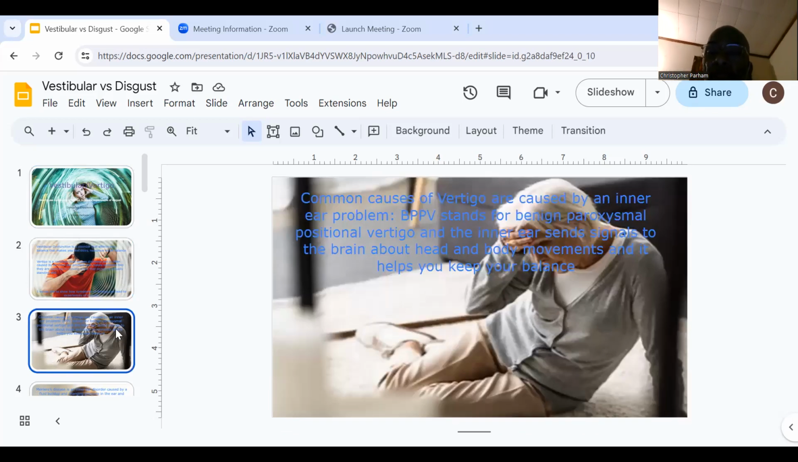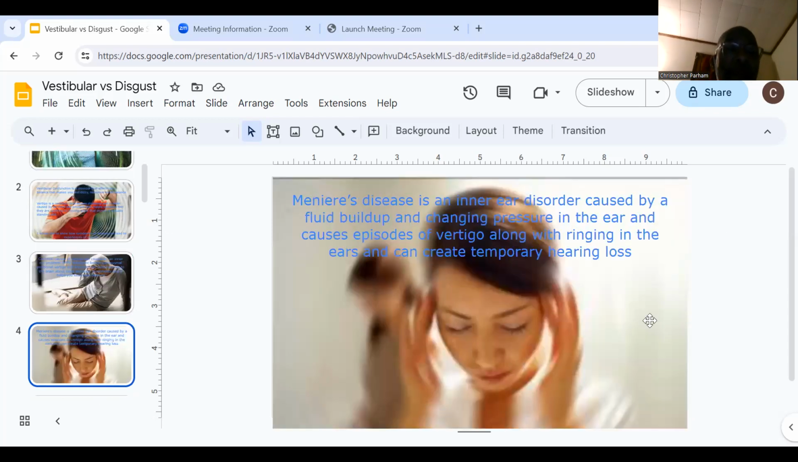Common causes of vertigo are inner ear problems. BPPV stands for benign paroxysmal positional vertigo, and the inner ear sends signals to the brain about head and body movements, and it helps you keep your balance. Meniere's disease is an inner ear disorder caused by a fluid buildup and changing pressure in the ear, and causes episodes of vertigo along with ringing in the ears and can create temporary hearing loss.